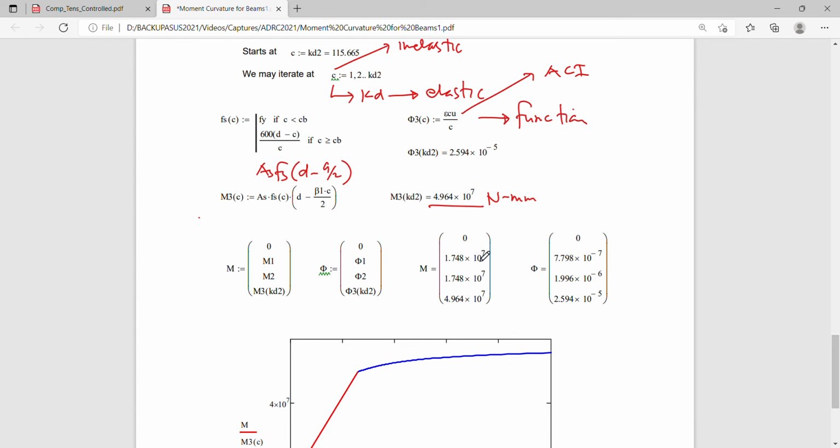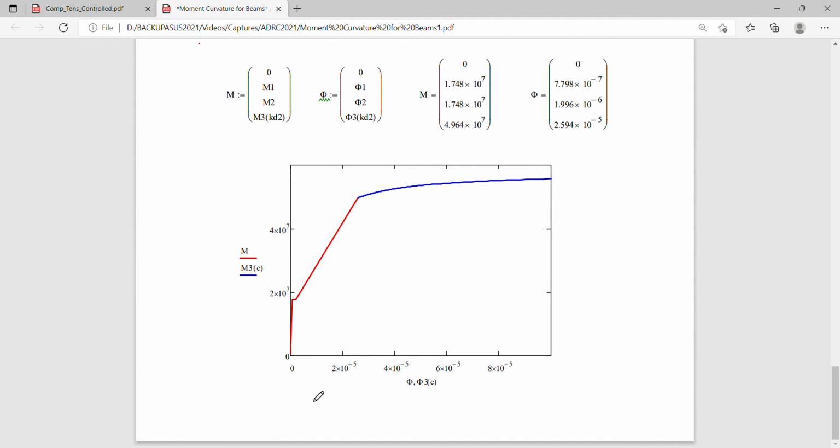And these are the actual values. These are the values of the vector in terms of the variable, and these are the values in terms of real numbers. This is now plotted here, and you will see the sudden jerk that I was talking about a while ago. This is actually at the point of cracking. So this is the elastic uncracked section, then it will crack. Sorry, the elastic cracked section here.